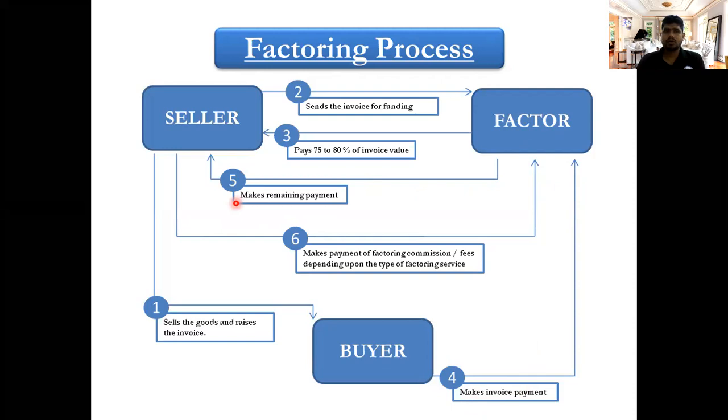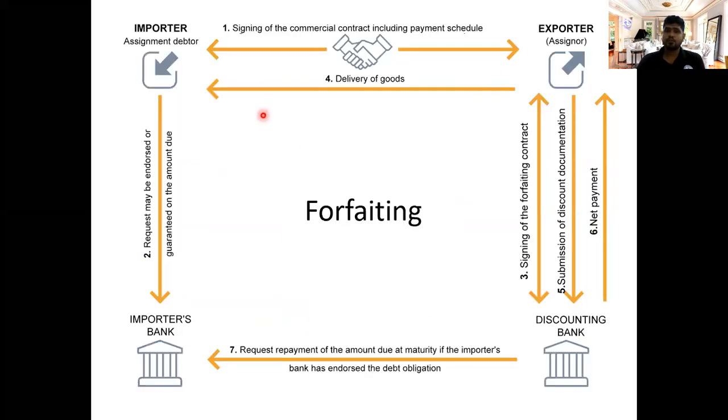Once the bank collects all the money, the bank will give the remaining balance to the seller, and then the seller, our company, should give commission or fees to the bank. They make payment of factoring commission or fees depending upon the type of factoring service. And this is forfeiting.